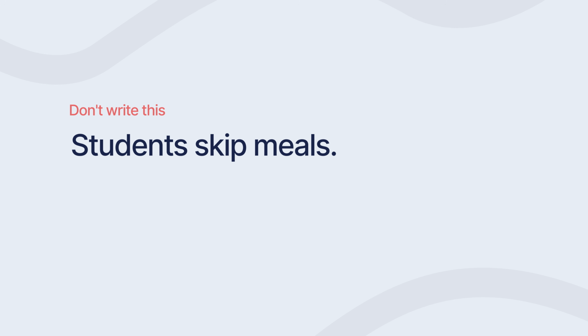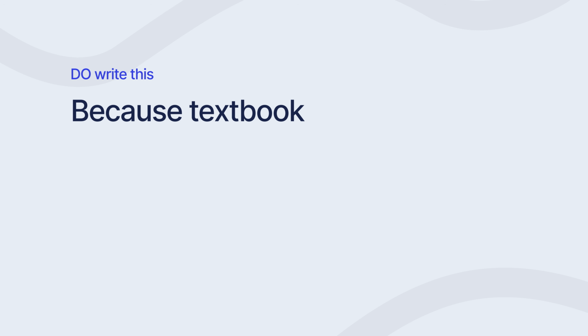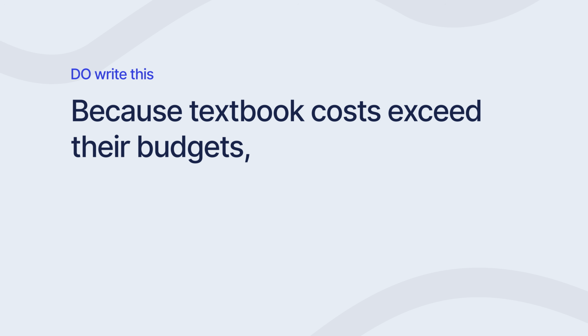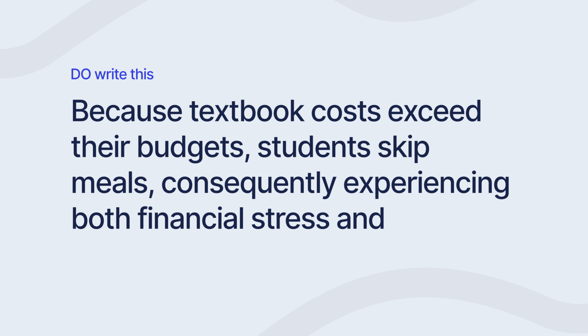Here's an example of a bad cause and effect essay. Students skip meals, they can't afford textbooks, they have stress. On the other hand, a good example would be something like, because textbook costs exceed their budgets, students skip meals, consequently experiencing both financial stress and health problems. Transitions create that domino effect feeling that makes your logic crystal clear.